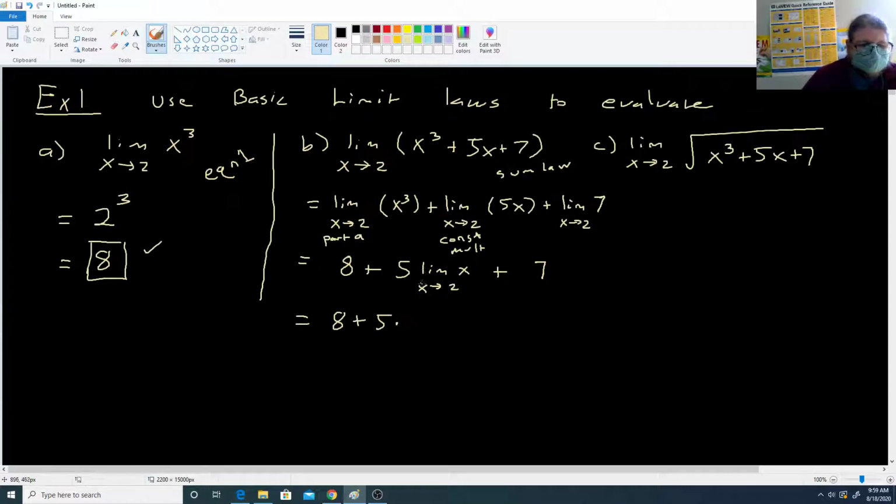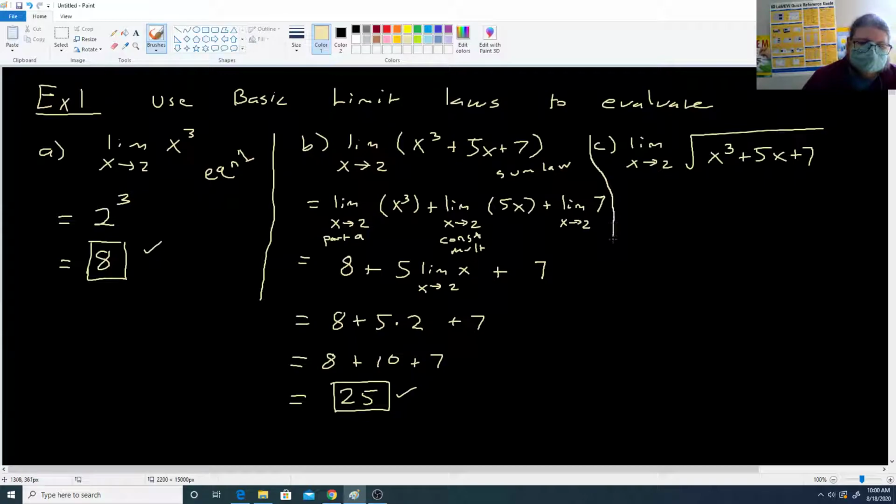Okay, then this one, limit as x approaches 2 of x, that is going to just be 2, because limit as x approaches c of x is just the c value. So we end up with 8 plus 10 plus 7. So let's see here, 8 plus 7 is 15 plus 10 is 25. So we had to use a couple of different laws to generate that one.